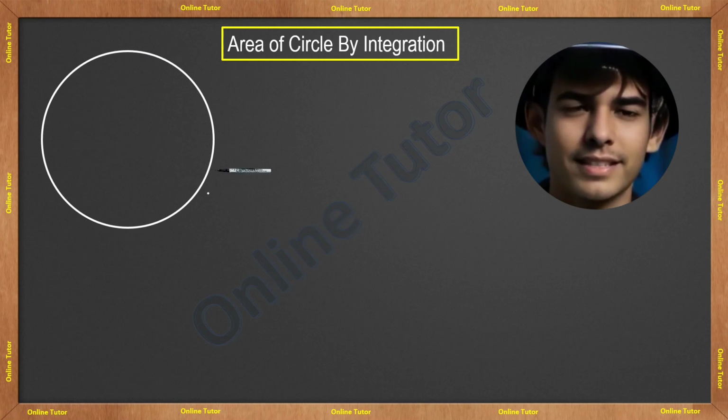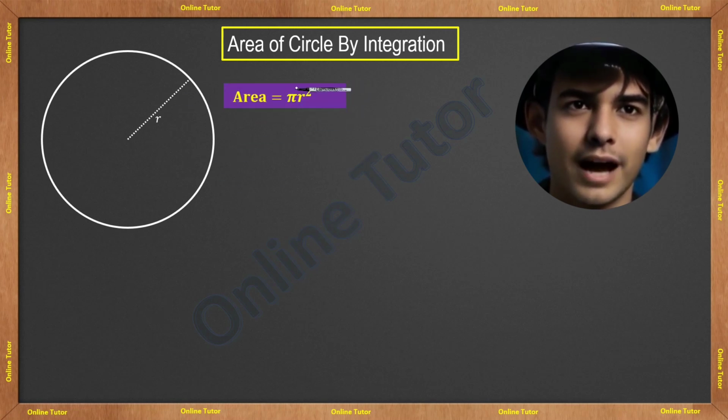Hello everyone, this is a circle and this circle has a radius of r, and we all know that the area of this circle will be pi r square. So now how this area pi r square comes, today we will look into that and we will learn how this pi r square has come.